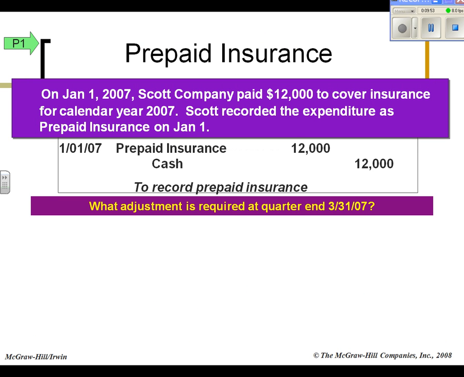Okay, we're going to get into each specific type of deferrals and accruals, and this is right out of your textbook, but I'm going to stop here.